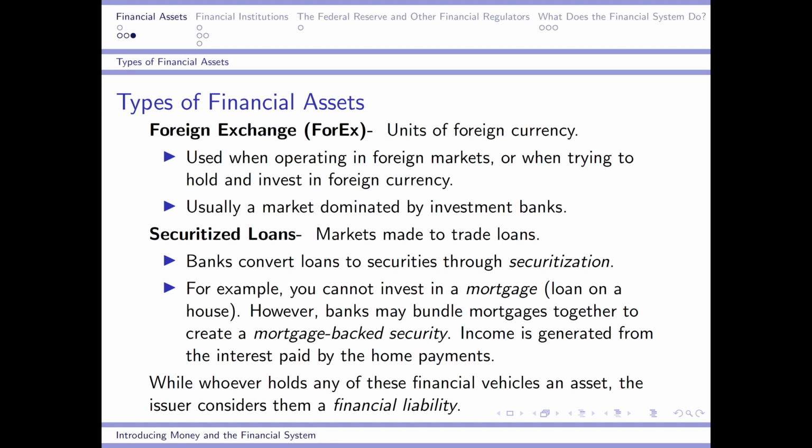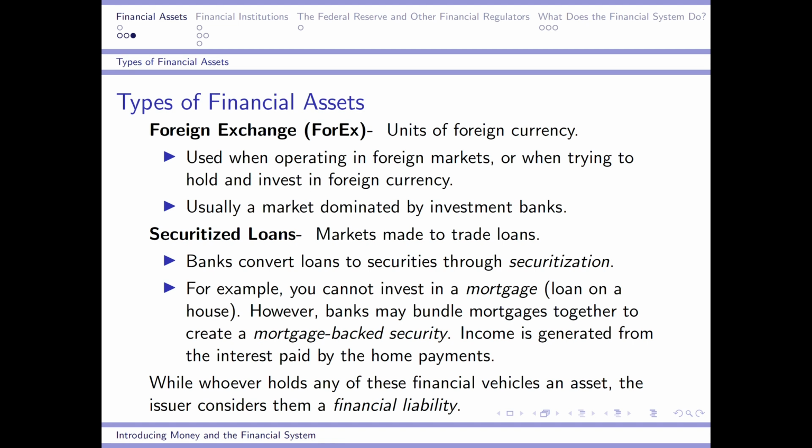Finally, and this is really important for this class, is securitized loans. And these are markets being made to trade the loans that we were talking about earlier. The way that they do this is investment banks convert loans to securities, or tradable assets, through a process called securitization. And the most common example is with mortgages. When you take out a mortgage on a house, that mortgage derives its value from both you paying back the principal as well as the interest that you pay on the mortgage.